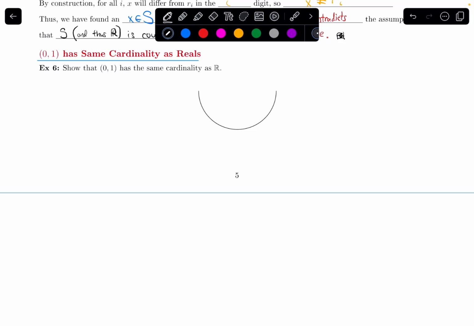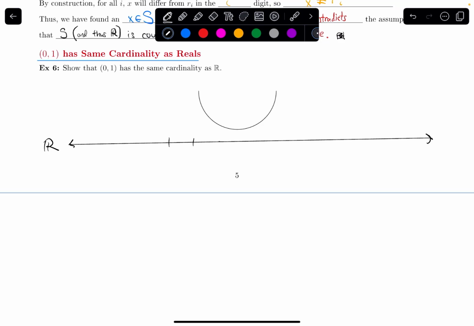So if I think about all of the real numbers as being on this real number line, this is a little bit surprising of a fact because the interval 0 to 1 can fit in this real number line infinitely many times. I can fit in that interval of length 1 again and again and again. But somehow this problem says they are actually going to have the same cardinality.